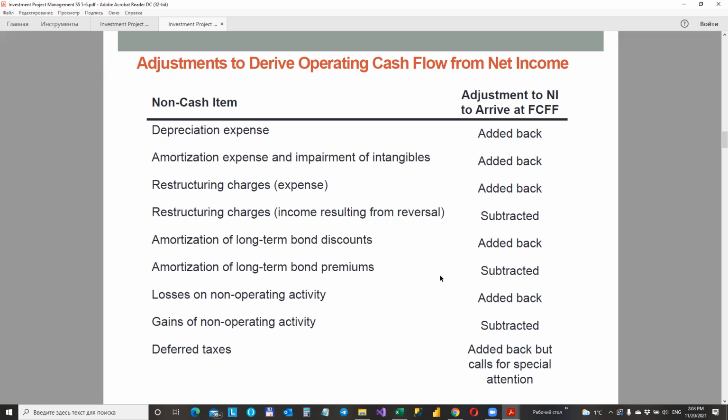An adjustment to reported net income is required for any item that was treated as an expense in calculating net income on the income statement, but did not result in equivalent cash outflow in the reporting period. For example, both depreciation and amortization expenses reduce net income, but neither involves a cash outflow in the period. Therefore, to derive operating cash flow or free cash flow to the firm from net income, it is necessary to add back this amount to net income.